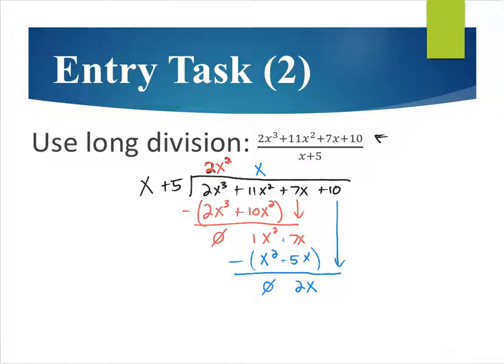Bring the next thing down. So plus 10. And then I think something times x is 2x, so that's got to be 2. 2 times x is 2x. 2 times 5 is 10.